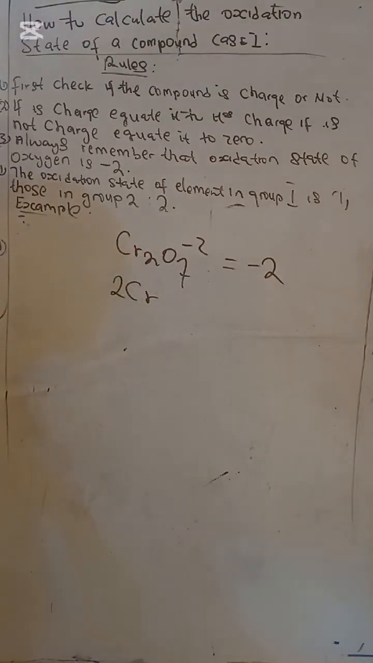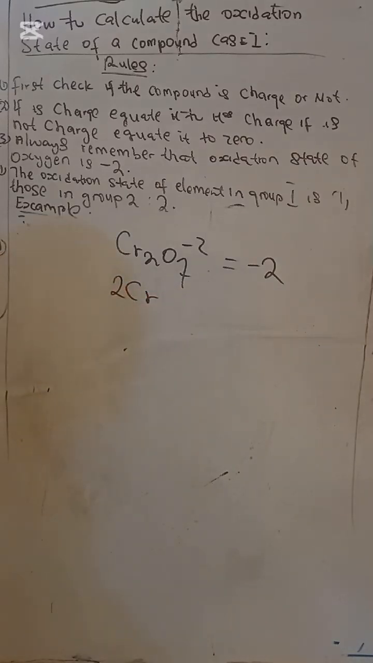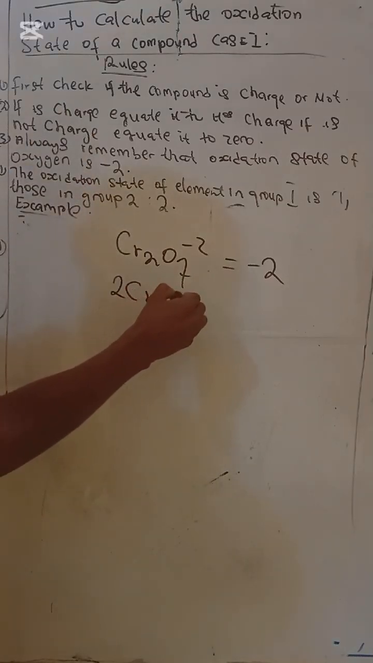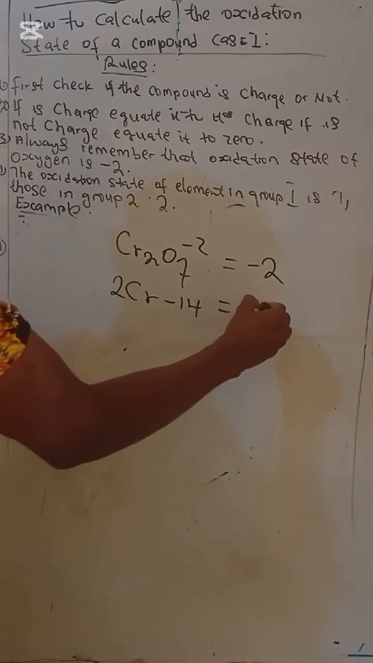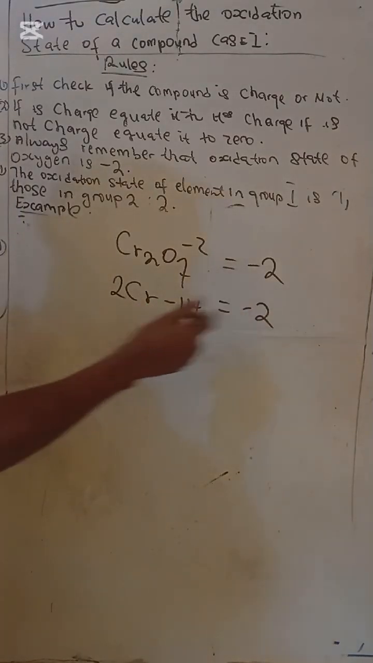You will go to the oxygen aspect. How many atoms of oxygen are here? We have 7 atoms of oxygen, and always remember that the number of oxygen atoms that you have will be multiplied by the oxidation state of oxygen, which is always -2. So 7 times -2 is going to give us -14, equal to -2. Now what are you going to do? We will make Cr the subject of the formula. Then -14 will cross the equal sign.